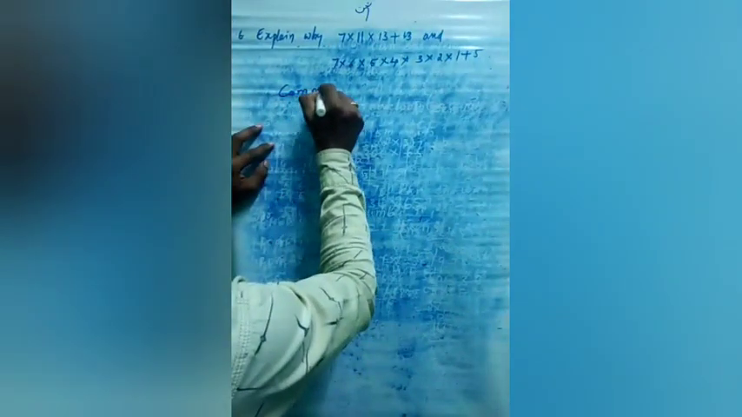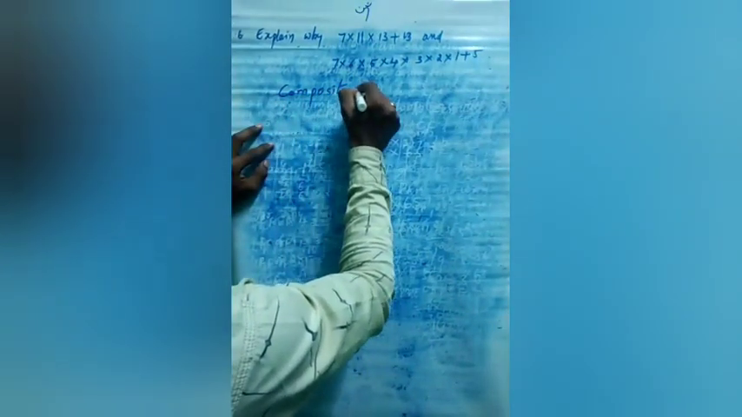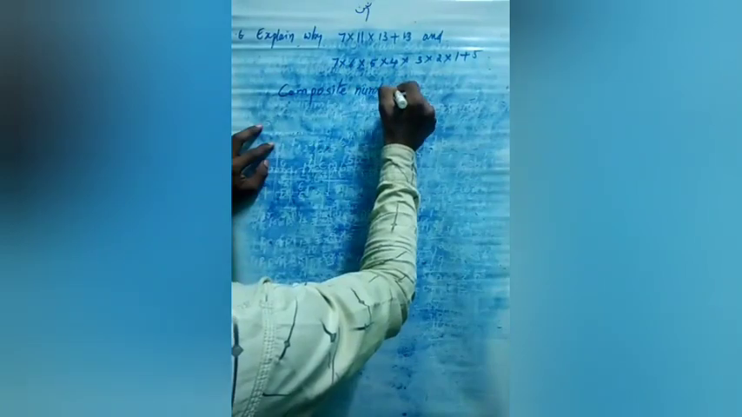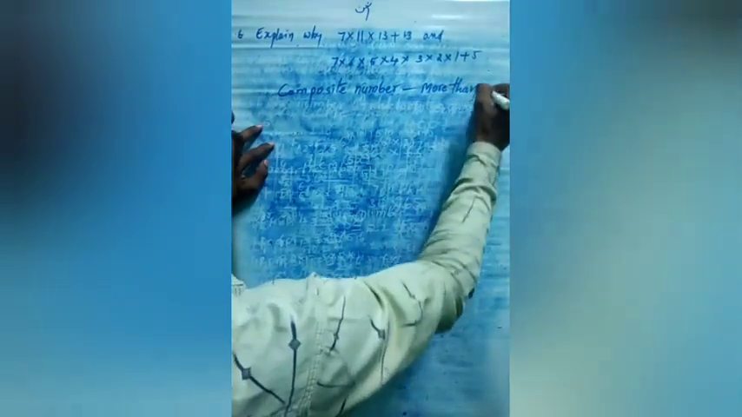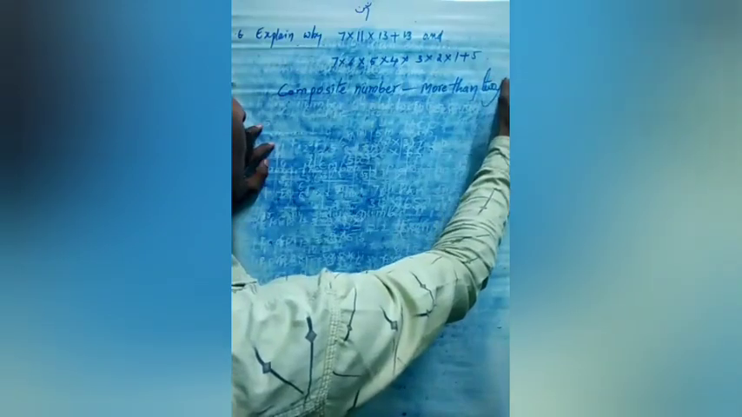So composite numbers means more than two factors. More than two factors are called composite numbers. Why are these numbers composite numbers?